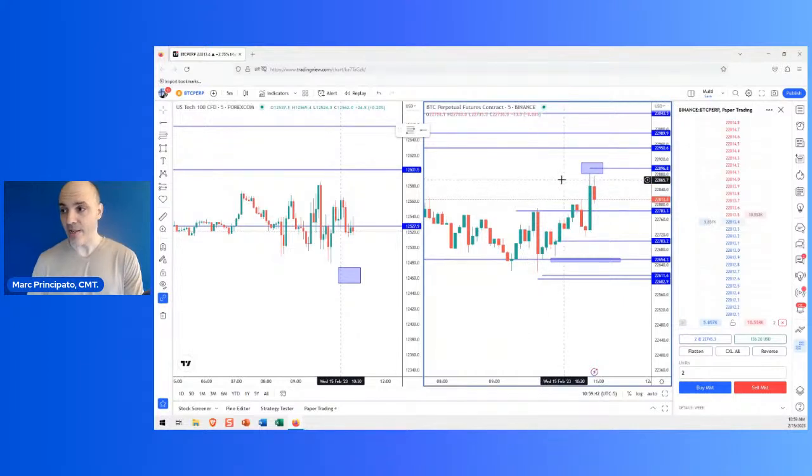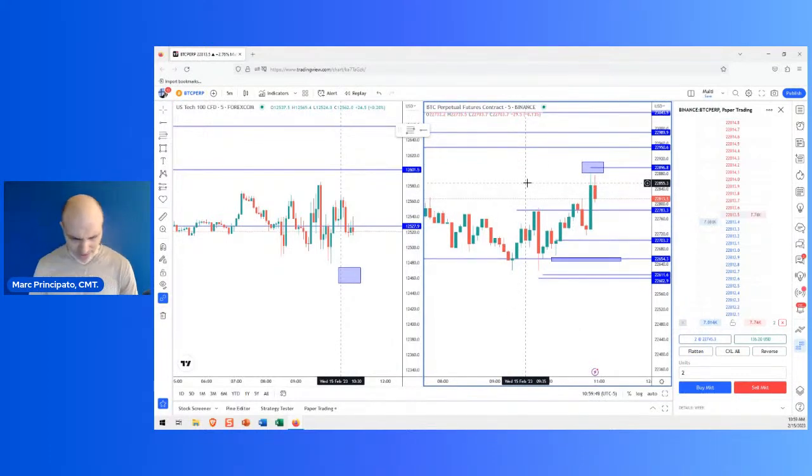Like in this situation, if this goes straight back to my entry, I should just get out and break even, though there's a profit in this thing right now. How much time do I have? I have less than a minute.